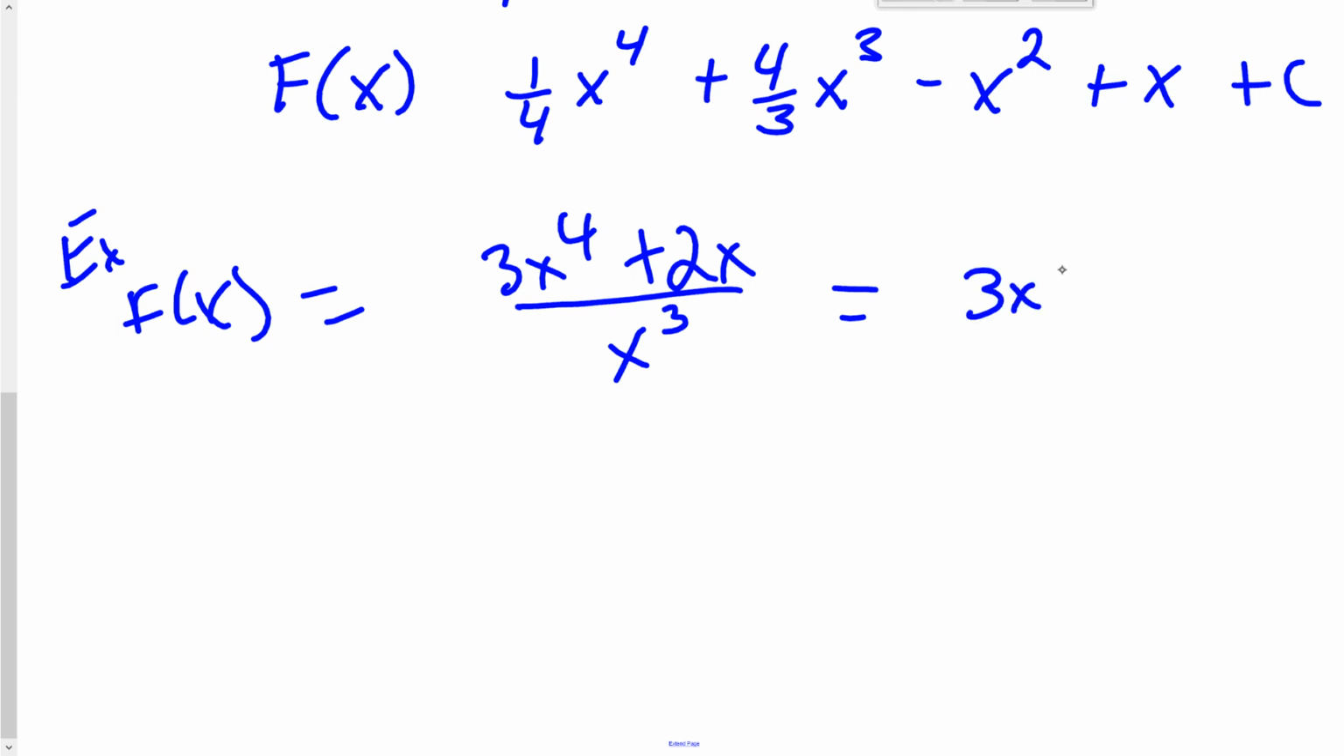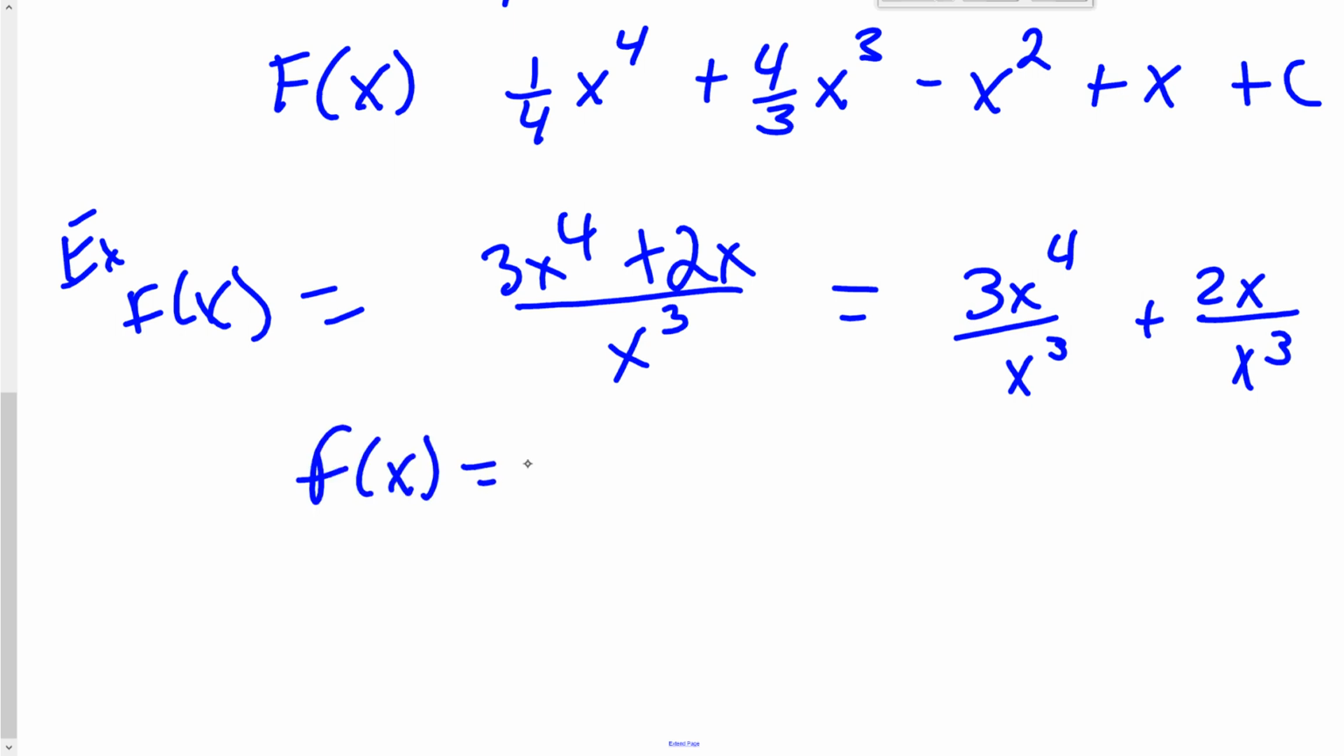So I can rewrite it, just put the x cubed underneath each of them, and then simplify, bringing the exponents to the top. So f of x is equal to 3x plus 2x to the negative 2. And then we can add 1, and divide by that number.